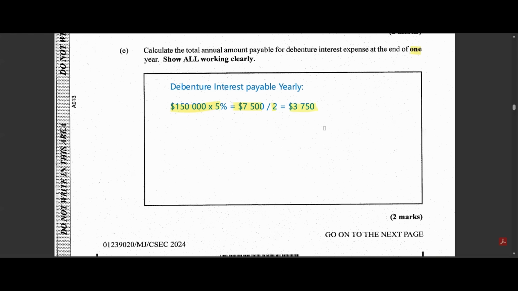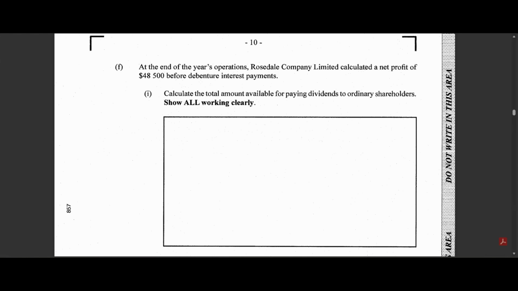Now moving on to part F now, guys. At the end of the year's operations, Rosale Company calculated a net profit of $48,000 before debenture interest. Good point to note. Calculate total amount available for paying dividends to ordinary shareholders as well. So let's check this out. So we need to actually work out how much money will be paid to ordinary shareholders. But first of all, this is effectively like an appropriation account that you would have used. So let's work it and let's see what we're going to get.